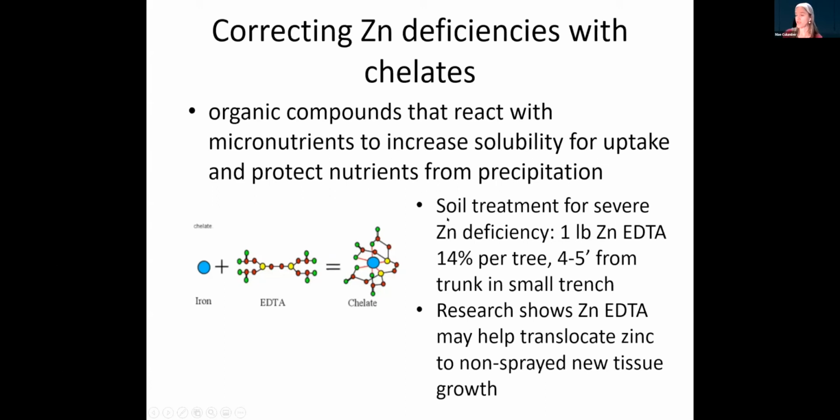So in soil, these tend to be very expensive, but if you're dealing with a severe deficiency, it may be helpful to try this. About a pound of zinc EDTA at 14%, about 4 to 5 feet from each trunk in a small trench may be helpful. This research shows that zinc EDTA can help translocate zinc to non-sprayed new tissue. So if you're applying as a foliar, zinc EDTA may help translocate zinc.